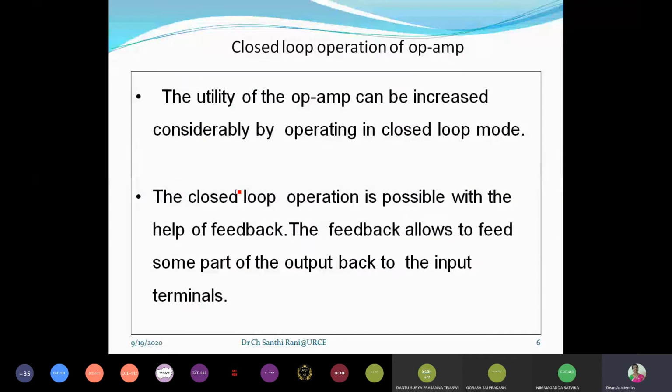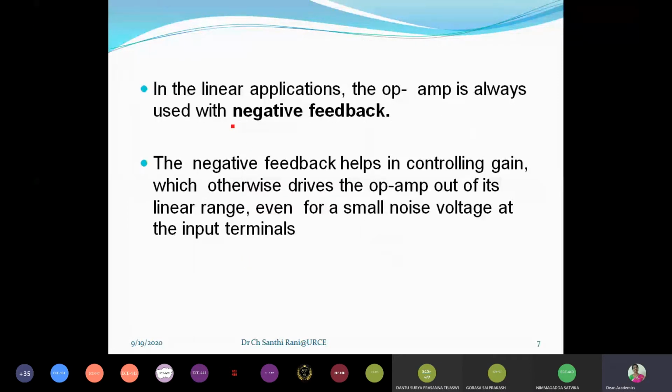Then we came to know that op-amp is used in closed loop configuration. How is it possible to have closed loop configuration? Means feedback. Only with feedback is it possible to have closed loop configuration. And what type of feedback? It is negative feedback, right? How do you say that it is negative feedback? The output is fed back to the input at the inverting input terminal. Why do we go for negative feedback? To control the gain of the amplifier.